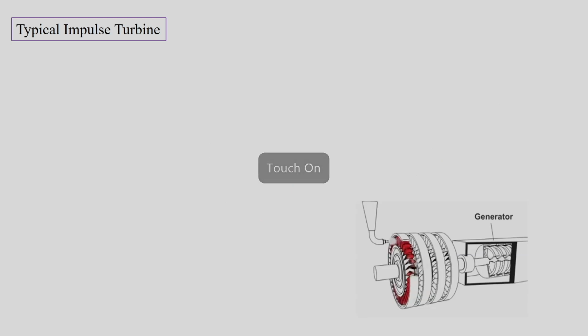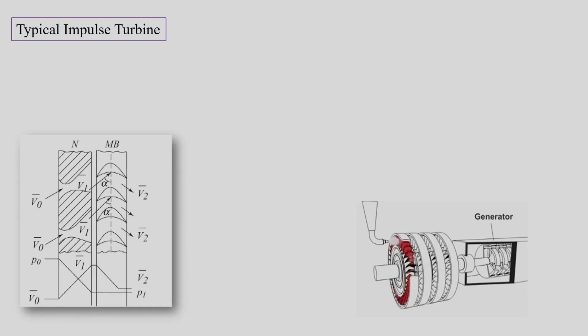Now, this is how an impulse turbine would have its composition. If we try to see, then we will have very low velocity at the entry to the nozzle.